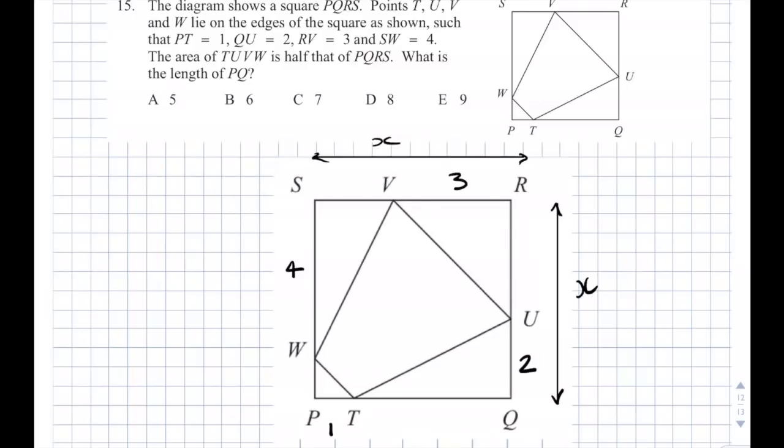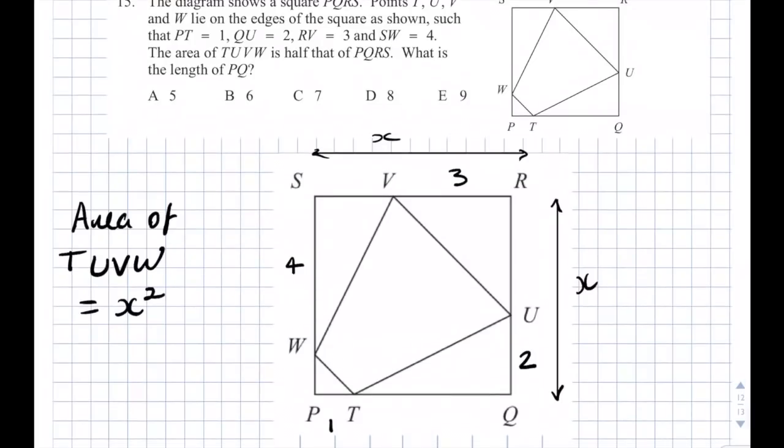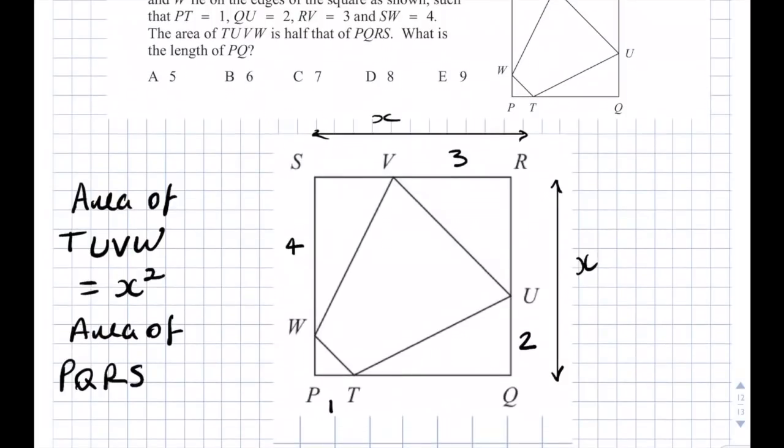So of course our area, the area of TUVW is going to be X squared. And then we're told that the area of PQRS is half of that. So the area of PQRS must therefore be a half X squared.